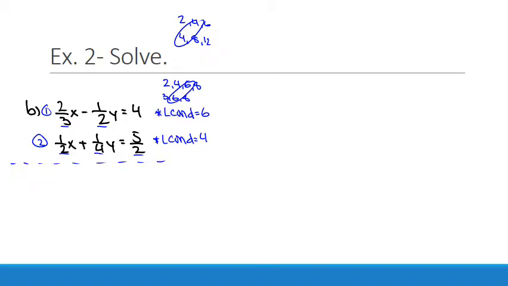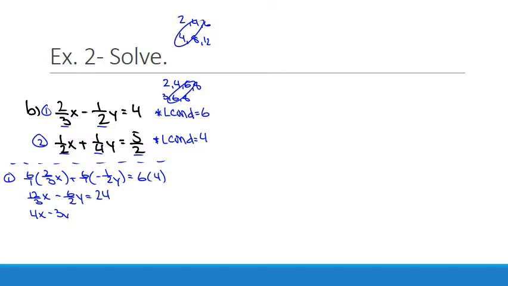So now we'll proceed with making nicer looking lines. So 6 for this guy. So 6 over 1, 2 over 3x, plus 6 over 1, negative 1/2 y, equals 6 times 4. I didn't write it as 6 over 1 because 4 wasn't a fraction. 12 over 3x minus 6 over 2y equaling 24. So then I get 4x minus 3y equals 24. Okay, that'll be my new equation 3.